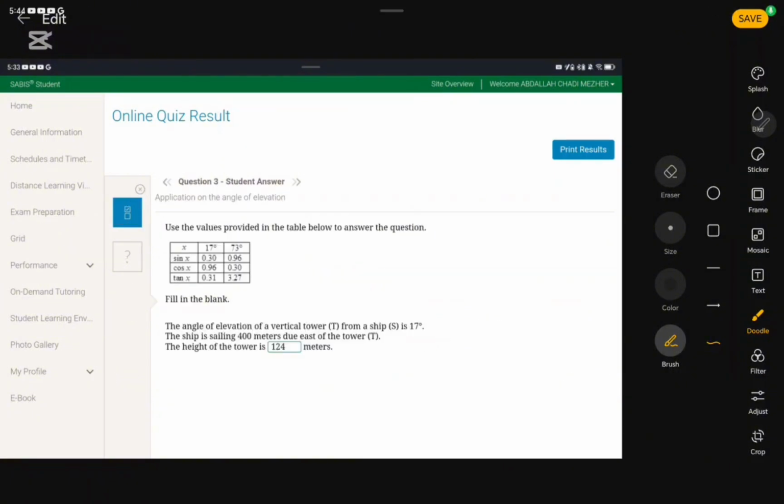Okay, for this question, they give you a really good clue, like a hint. They tell you angle of elevation. So angle of elevation is usually directed upwards. So it's like this.